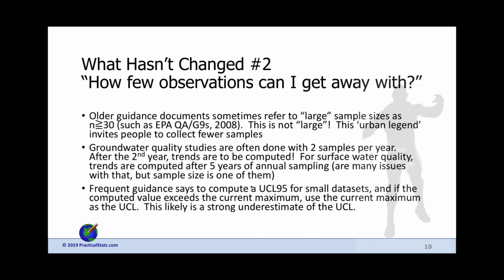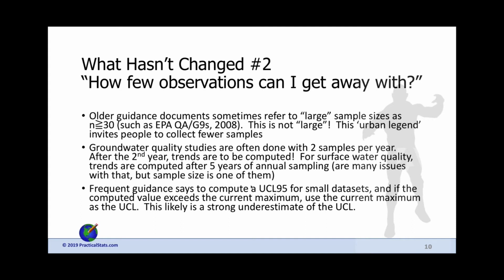All right, second zombie. How few observations can I get away with? I think it's usually asked to me in a way like, how many observations do I need? But the underlying statement really is usually how few observations can I get away with. So the problems have been that guidance documents really haven't helped in the past.